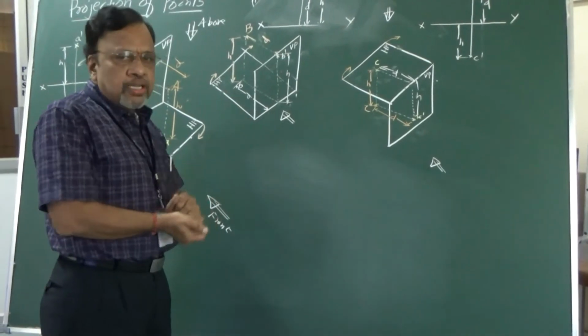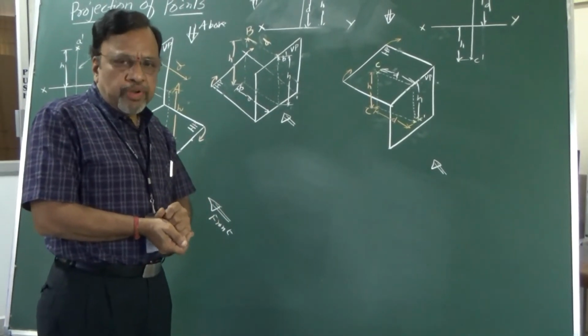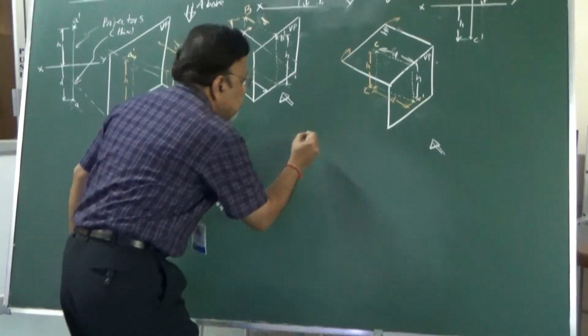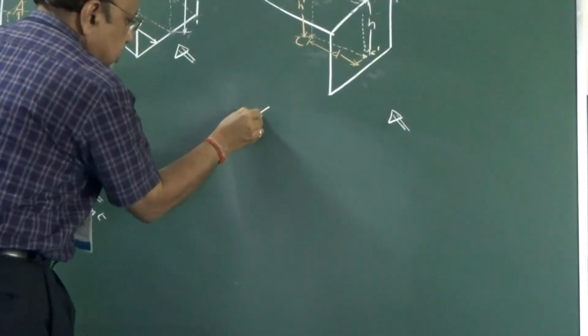Now let us consider the point is in the fourth quadrant. That means the point is below HP and behind VP. So let me illustrate that.